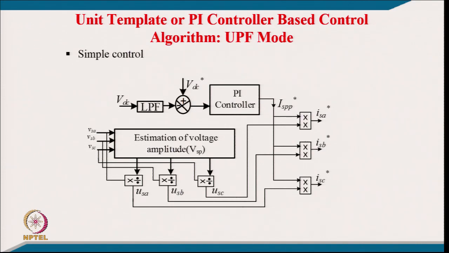First we will discuss the unit template or PI controller based algorithm for unity power factor mode of operation of D-STATCOM. It is a simple control. You can see in this diagram that we have a reference DC link voltage, which we have already discussed in the design. A typical example I discussed was a 415 volt 3-phase supply system, for which we can take around 700 volts.